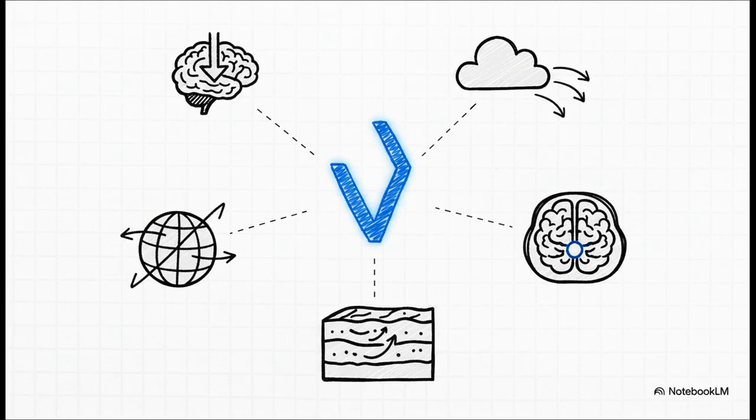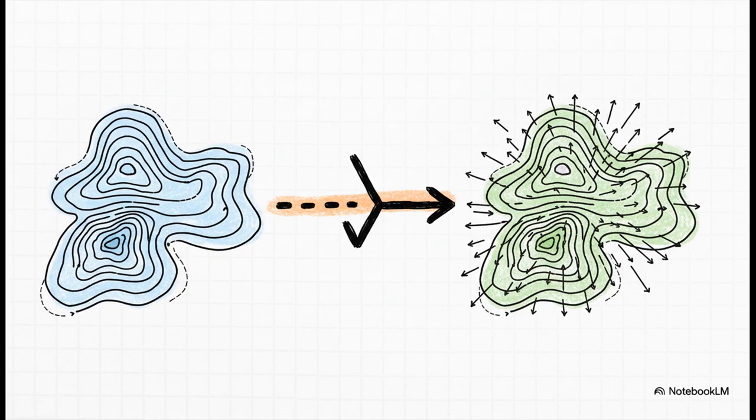In machine learning, AIs use what's called gradient descent. They literally walk down the steepest path to find and minimize their errors so they can learn. Weather forecasters use gradients to predict where the wind will blow. Video games use the gradient to figure out how light should bounce off a surface to look realistic. It's just everywhere.